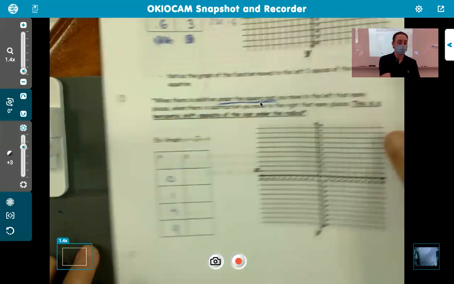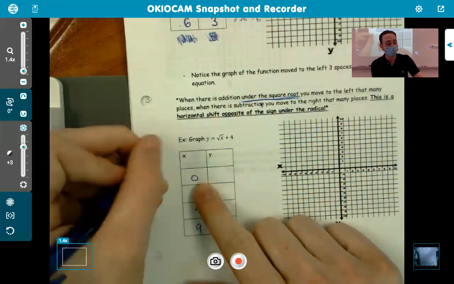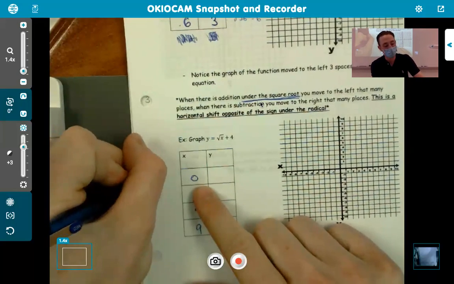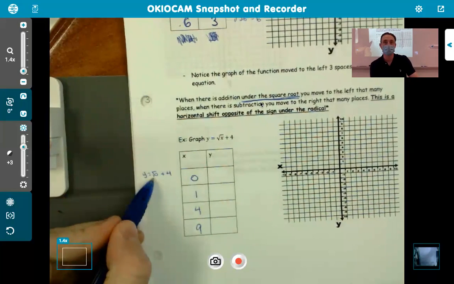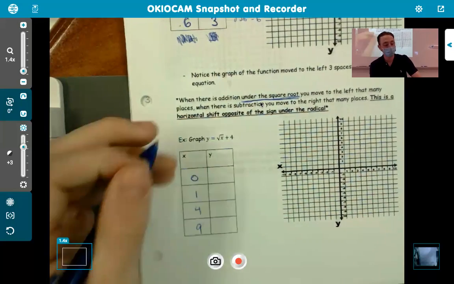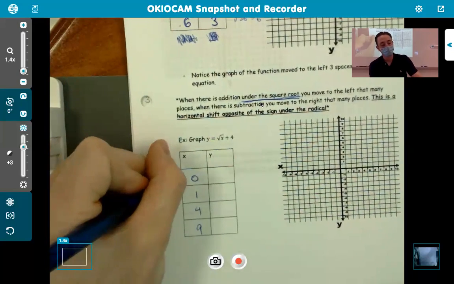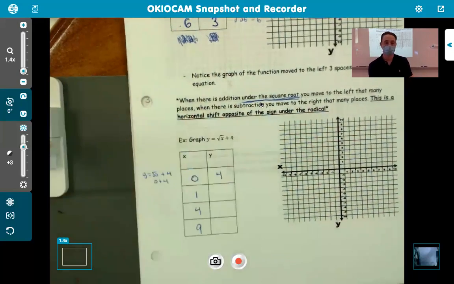Well, for this first example, I'm going to do y equals square root of x, and then I'm going to add 4 to that. Well, what's the square root of 0? And what's 0 plus 4? That's what gives me the 4.